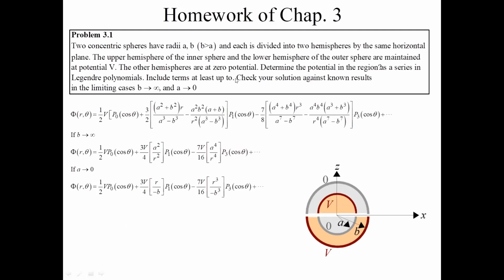Then we check the solution against limiting cases. The first one is B going to infinity. Now with B going to infinity, you can easily check that your potential becomes this term. And in the other limit, when A is going to 0, you can easily check that the potential field will equal this term.